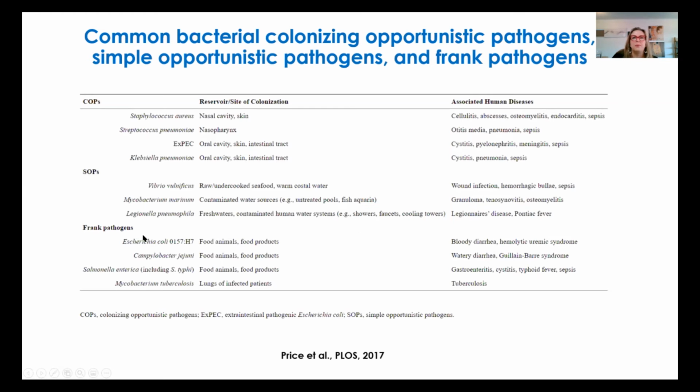And then we have the frank pathogens, which definitely cause disease, and they are transmitted via food, animals, and food products. COPs are the common bacterial colonizing opportunistic pathogens, which are in our microbiome. So we have them with us all the time. They might or might not create a disease, but they are the ones we have to monitor more closely, because if they acquire antimicrobial resistance, they can definitely create outbreaks. And then we have the simple opportunistic pathogens, which live mainly in water and in raw or uncooked seafood or coastal water, and the frank pathogens, the food ones.